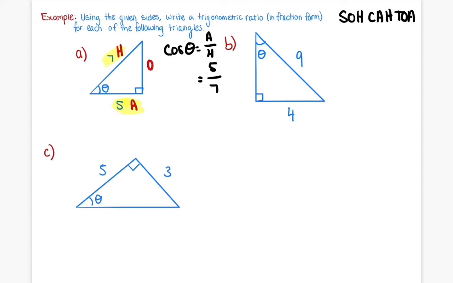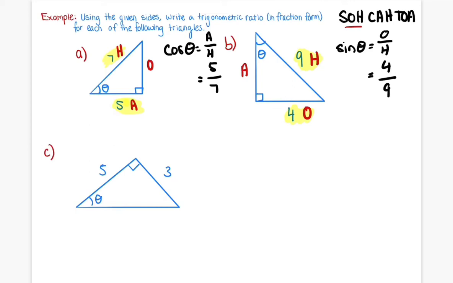Let's repeat the process again in our next one. Start by labeling our sides and then choosing which one it is. So here we've got A, H and O. And don't forget, your biggest giveaway for H is it's always the bigger side anyway. Now I'm going to look at which sides have got a number with them. Here and here, so I've got O and H. Which one's got O and H? I'm going to use the sine ratio, which is O over H. Now we just substitute in numbers, so we've got 4 over 9.